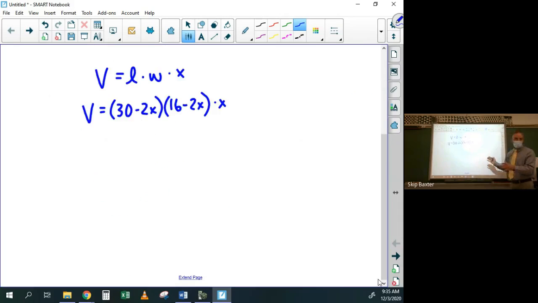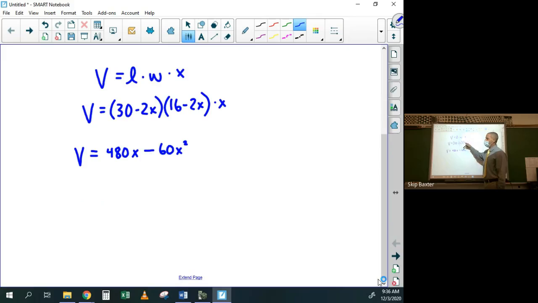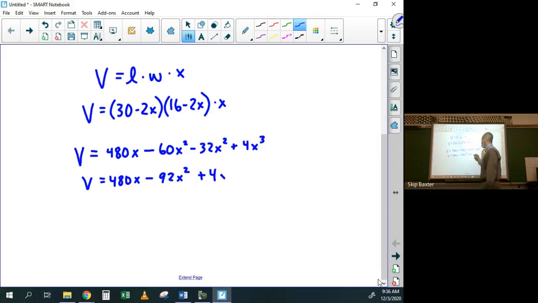So let's simplify it first. It might seem like a lot of work to do the FOIL here, but it'll save you time in the end because you don't have to do the product rule within the product rule, which is what you'd have to do otherwise. So I'm going to FOIL the two binomials and distribute x at the same time. So 30 times 16 is 480x, because there's an x there. 30 times negative 2x is negative 60, so this is negative 60x squared. 2 times 16 is negative 32x squared. And then 2x times 2x is plus 4x cubed. So this ends up being 480x minus 92x squared plus 4x cubed.